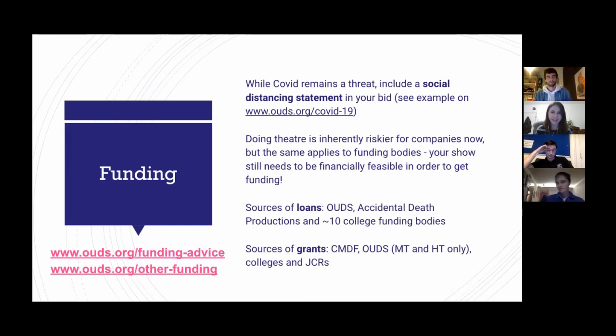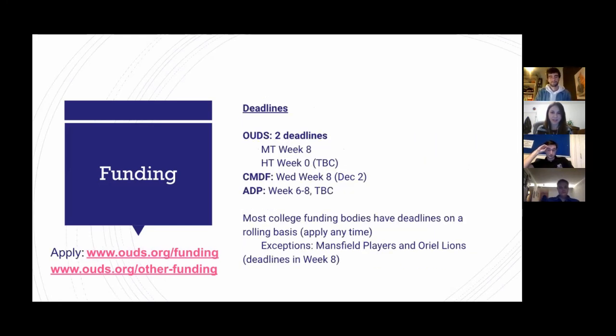If you could go to the next slide, just really briefly, there are some deadlines. So OUDS deadlines, we're actually going to open applications twice. We'll open them at the end of this term with the deadline sometime in week 8 to be confirmed. We'll also reopen them in Hillary for all of those shows which will probably not have solid plans until Hillary, and that's okay. But yeah, if you can apply for the Michaelmas deadline, please apply for that one, but it's fine if you can't. CMDF deadline will be Wednesday of week 8. I'm sure there will be an email going out about it. And many college funding bodies will just have flexible deadlines or no deadline. You can just apply anytime.